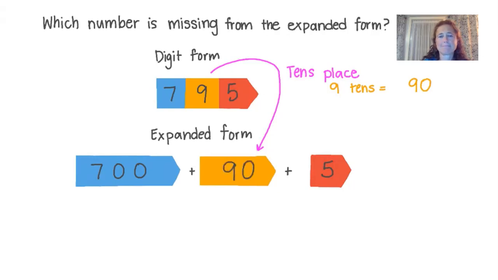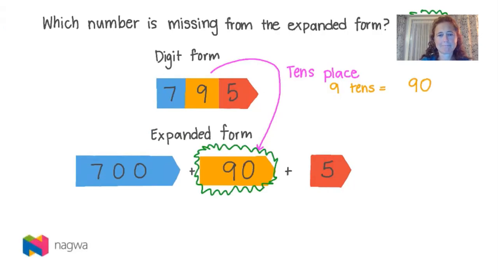Here's what we've shown, that 795 is equal to 700 plus 90 plus 5. The missing number was 90.